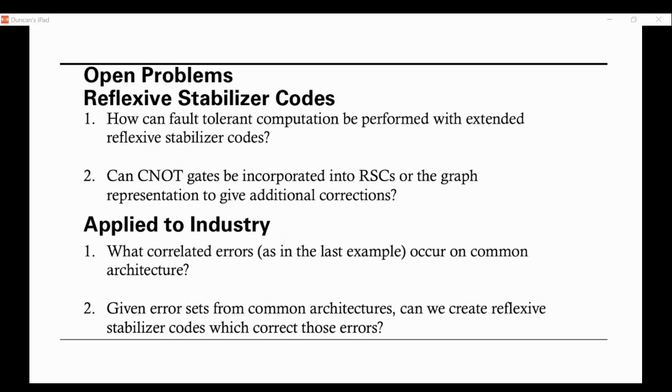A lot of these superconducting qubit machines, their algorithms rely on surface codes, and I know Rob is interested in that. He's already kind of started thinking about it, and if anyone else wants to jump in on that, I know we both enjoy collaborators. And that kind of gets into what I said there. Given error sets from common architectures, can we create reflexive stabilizer codes which correct those errors? Which again is kind of the big point that I've been trying to get at here.